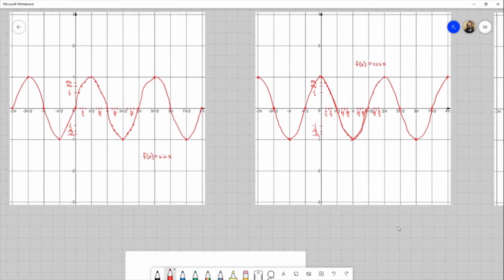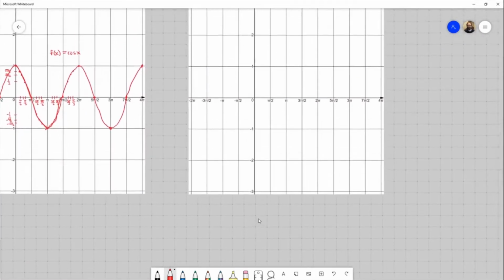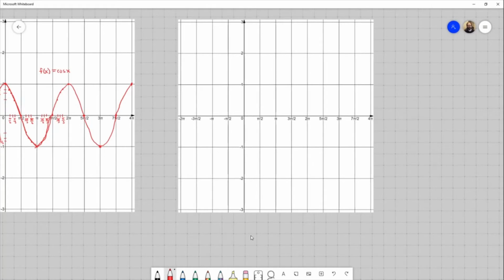When it comes to looking at the graph for tangent, that's our next challenge here. We're going to use a fundamental identity: the fact that tangent of x is equal to sine of x over cosine of x. It's not really a rational function, but we're going to use some of the tools that you learned about when you studied rational functions in Math 136.